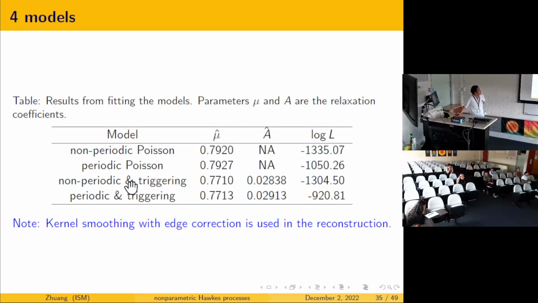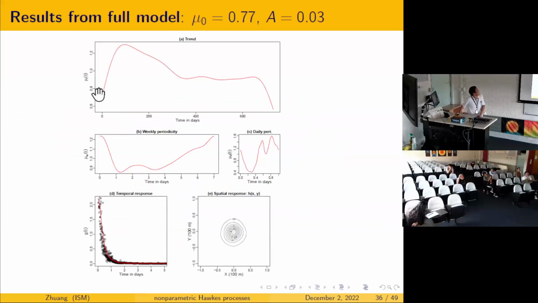What we can see is that the effect of the trigonometric part is just making an improvement in the likelihood of about 100, and the periodic effect makes an improvement in the likelihood of up to 300. This means the periodicity is more important than the trigonometric part. During the estimation, we use some kernel smoothing with edge correction in extraction. And this is the results from the model.